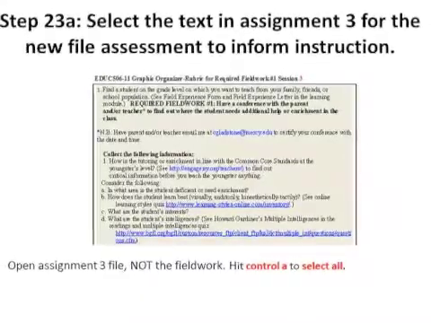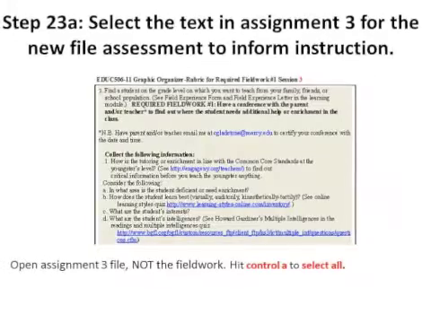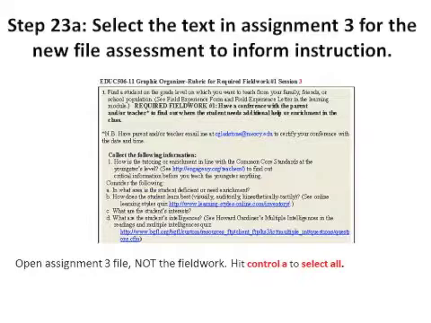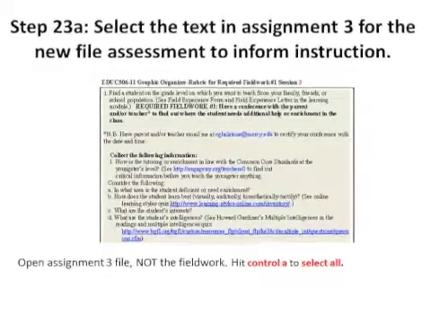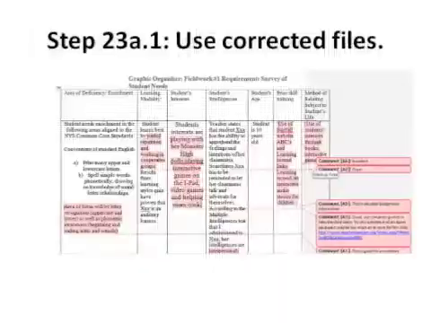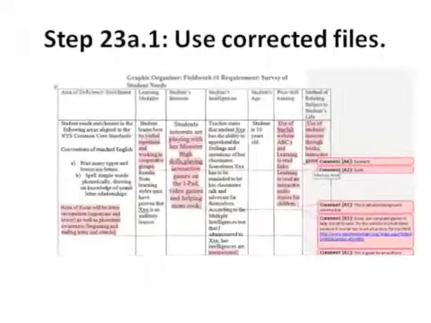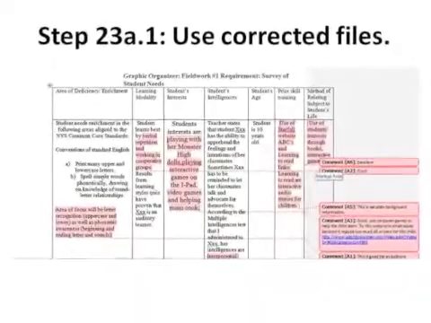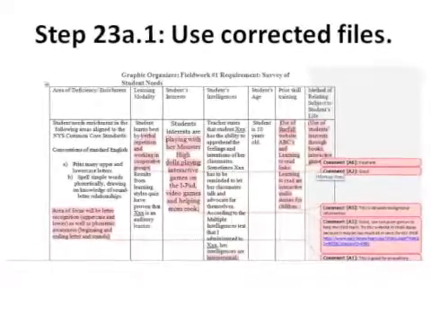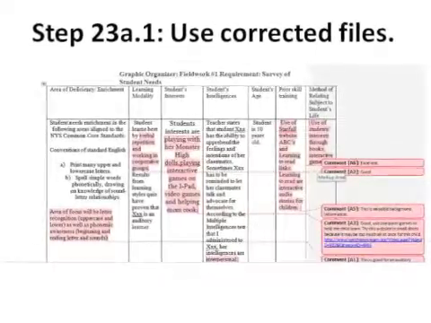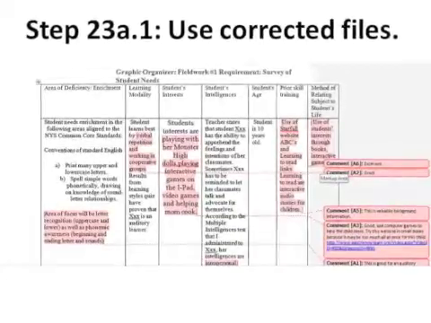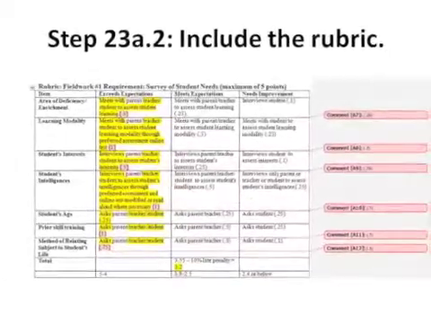Begin with the assignment, not the fieldwork from session 3. Hit Ctrl A to select everything in the text. Make certain you are selecting the corrected assignment with comments and suggestions, as I will not accept any work that does not show my comments in the text and the accompanying rubric.